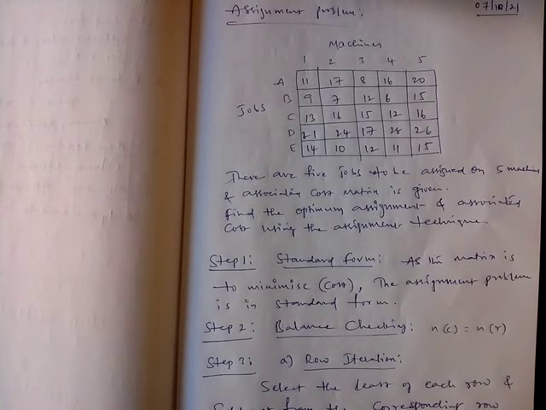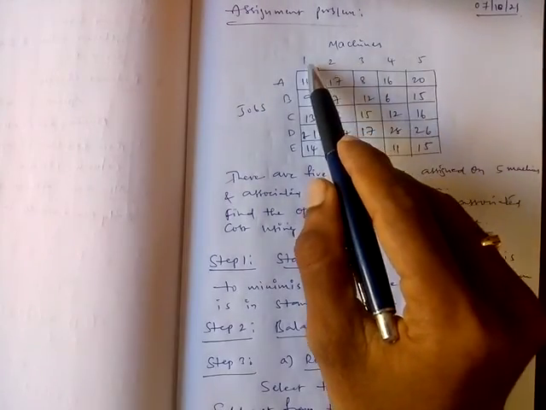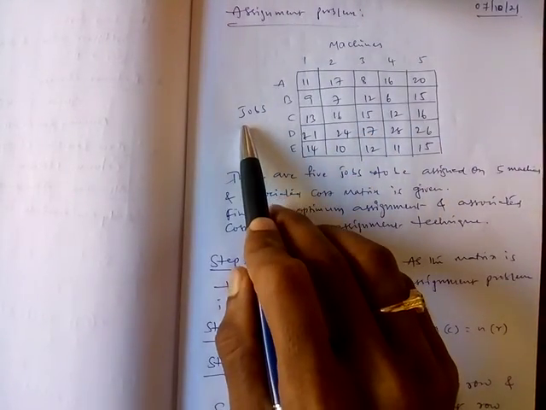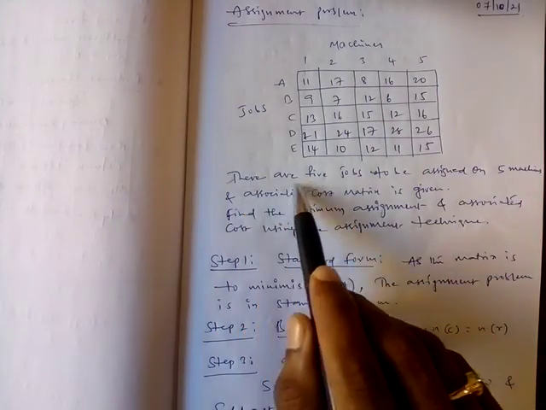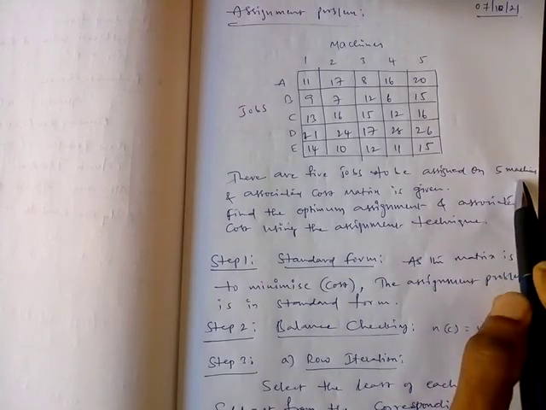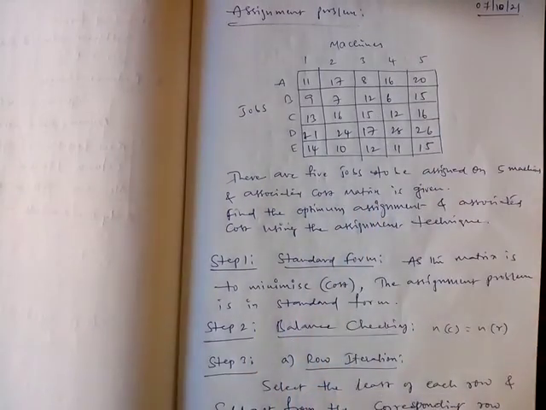Today we are going to discuss the assignment problem. So this assignment problem will be given something like this. We have few missions and few jobs. So the question is like this. There are 5 jobs to be assigned on 5 missions and the associated cost matrix is given here.